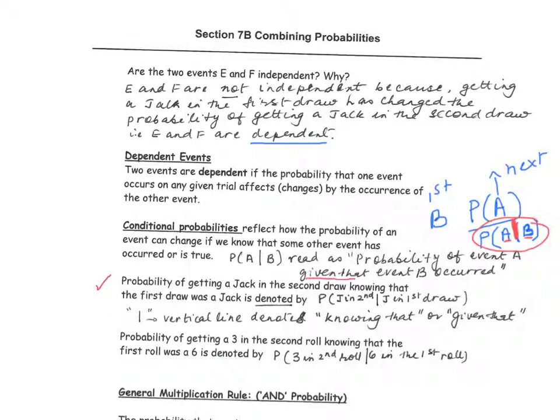So let's look at the first one. Probability of getting a jack in the second draw, knowing that in the first draw we got a jack. So this is how we write it. Probability of jack in the second draw given that, this vertical line means given that or knowing that, we got a jack in the first draw. So this is how we write down the probability of the second event happening, given that a first event happened.